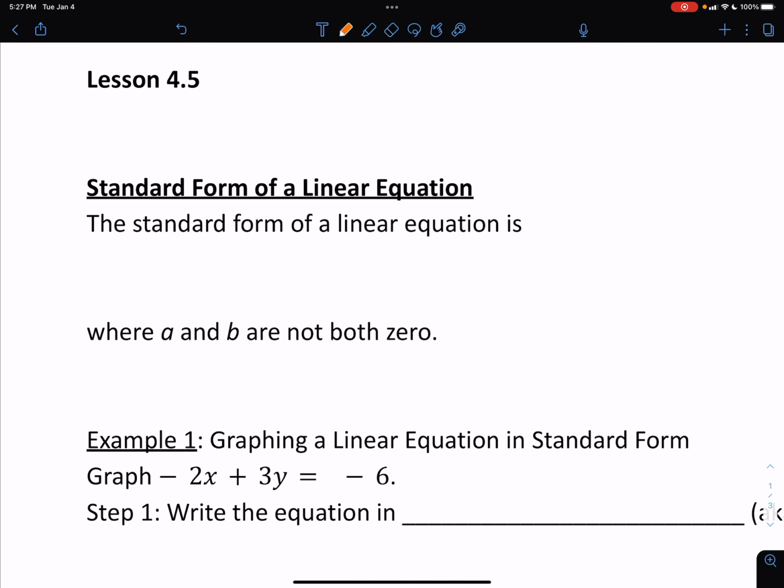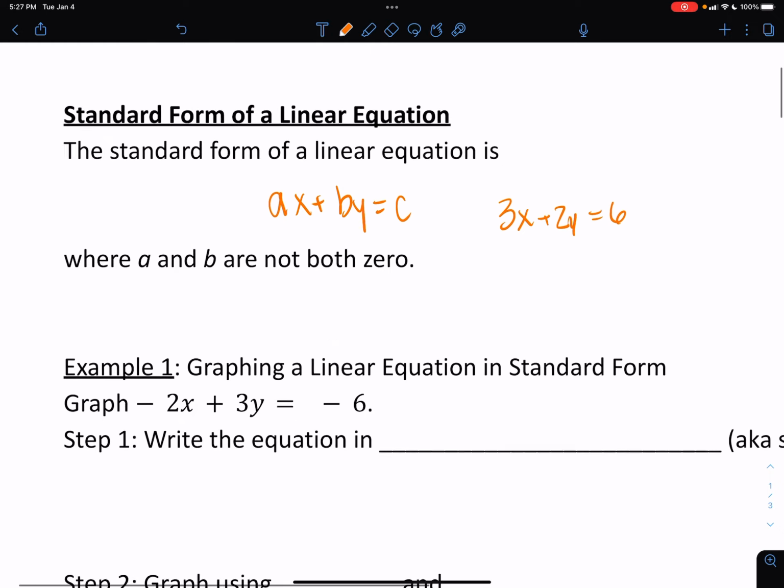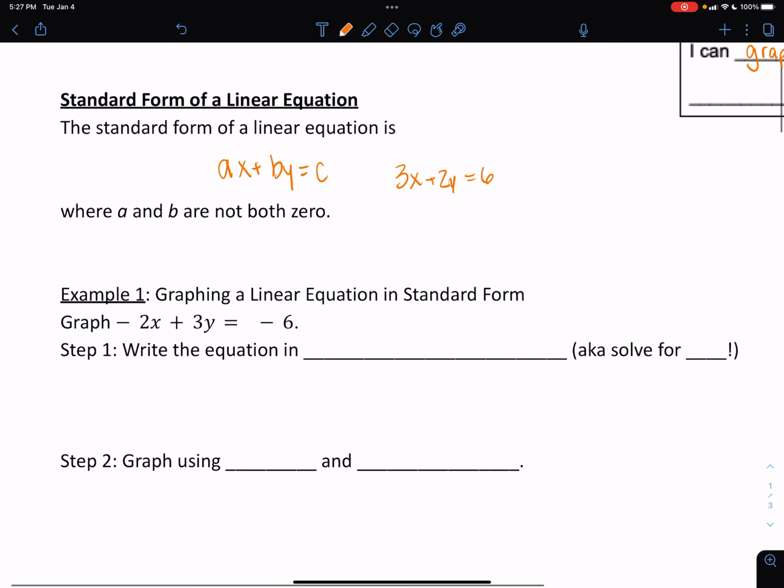The first thing we have to talk about is standard form of a linear equation. Standard form is ax plus by equals c. You saw this in the previous day's homework, when you were given equations like 3x plus 2y equals 6. This is considered standard form. Before, what I had you do is write this equation in slope-intercept form, which is just solving for y.